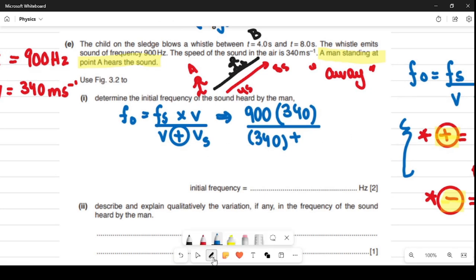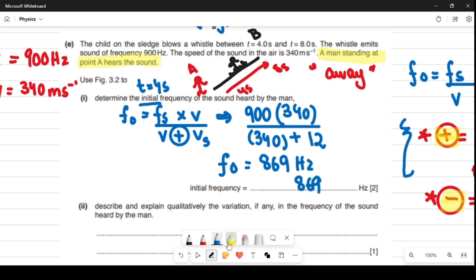Why did I check t is equals to 4 for the velocity of the source? Because we have the initial frequency, that is t is equals to 4 seconds, so 12. Your frequency observed will be 869 hertz. So you have the answer 869.